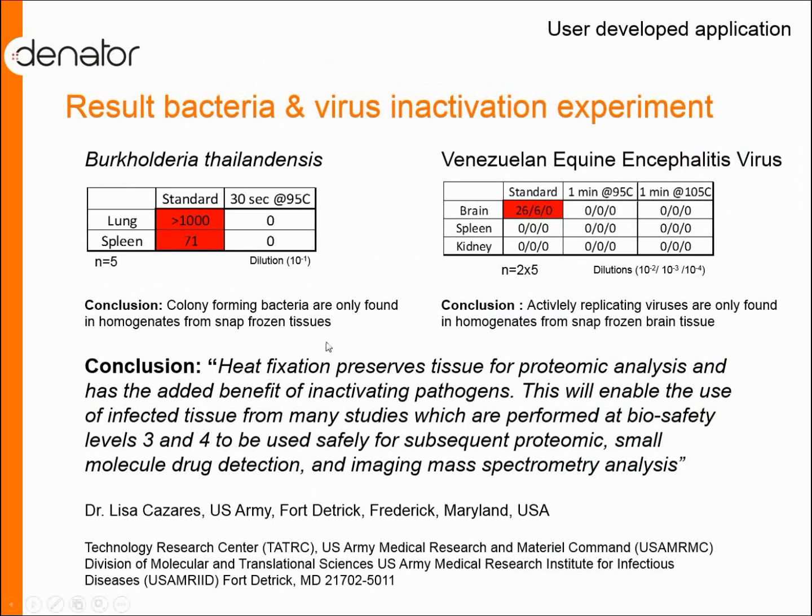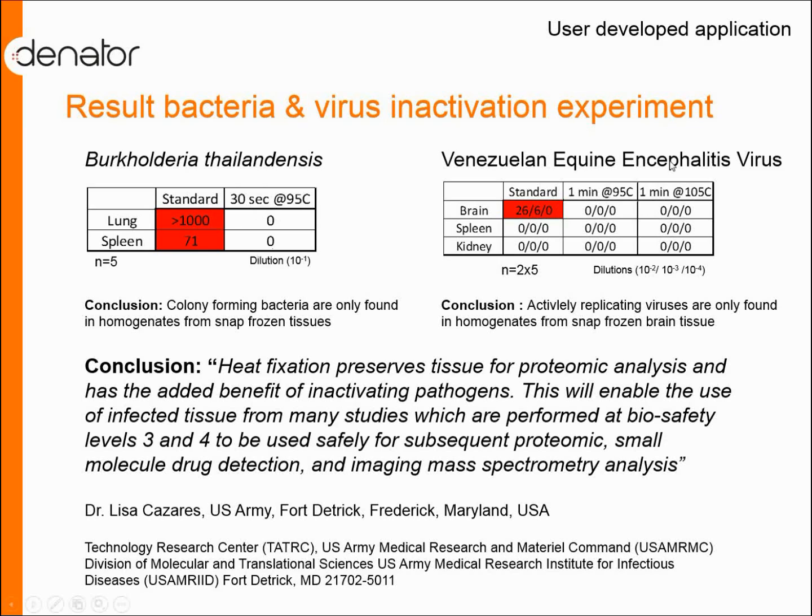For the bacterial case, we see to the left the standard, what was previously called the snap frozen samples. She had very high levels of bacteria in the lung and the spleen, whereas the samples that were heat stabilized, these are small samples, so a small sample of some 3 millimeter size takes roughly 30 seconds to stabilize in the instrument, there was no growth whatsoever.